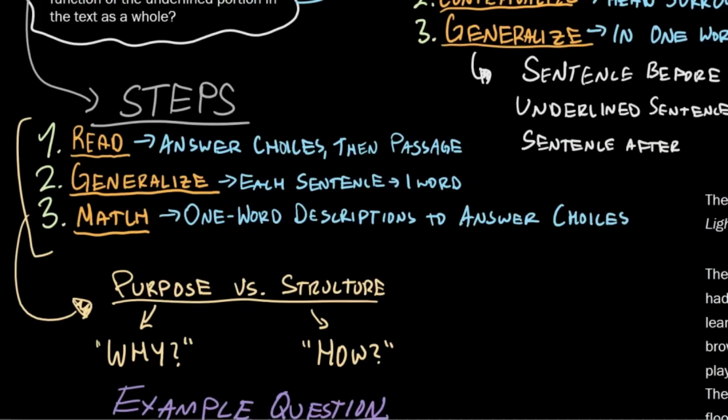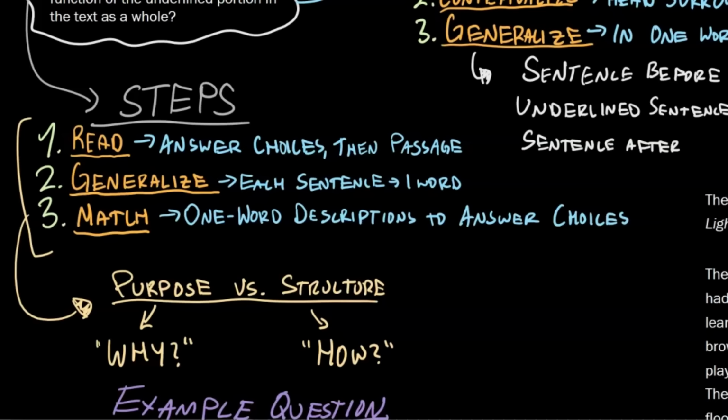Once you read the passage after you're done reading the answer choices, you want to generalize each sentence. Make it like a 1 or 2 word summary so you can look back at the answer choices and reference them: does this match what I'm seeing here? This might seem a little abstract, but we're going to go over an example question in a second that should make this pretty simple. Then you're going to match your 1-word descriptions to the answer choices, and that's pretty simple.